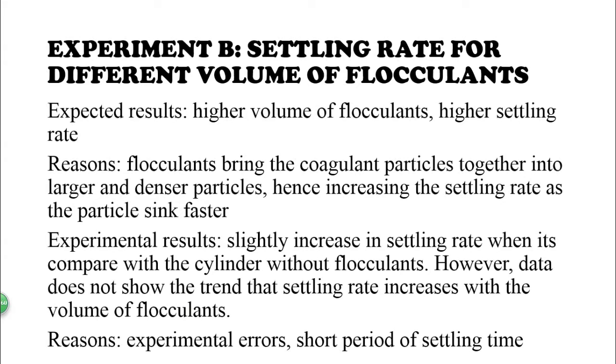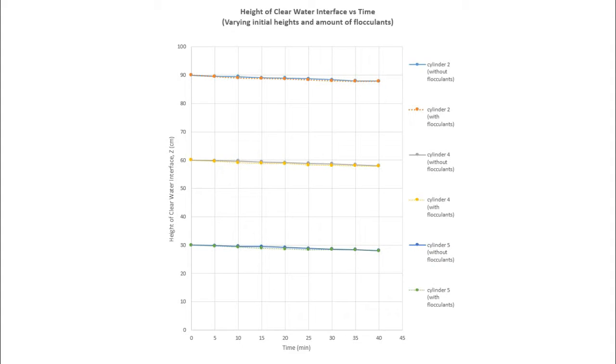rate. The data shows that with the presence of flow current, there is a slight increase in the settling rate compared to the cylinder without flow current. However, our data doesn't show the trend that settling rate increases with the volume of flow current. This may be due to some experimental error and also the short period of the experiment.